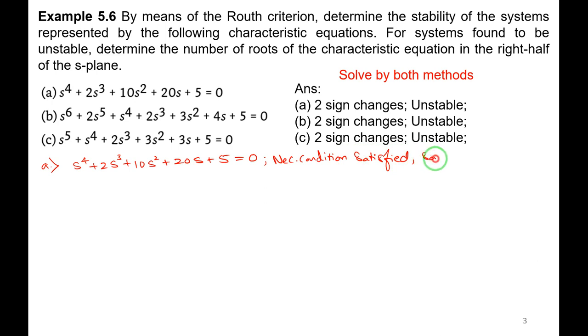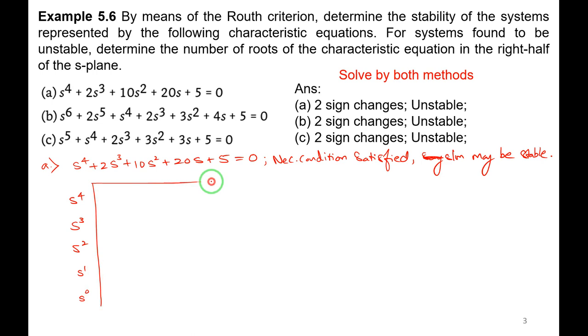System may be stable. System may be, sorry, system may be stable. But we have to go for proving the sufficient condition, right? Okay. So we will list out S power 4. We will form the Routh array or Routh table. S cube, S square, S power 1, S power 0.